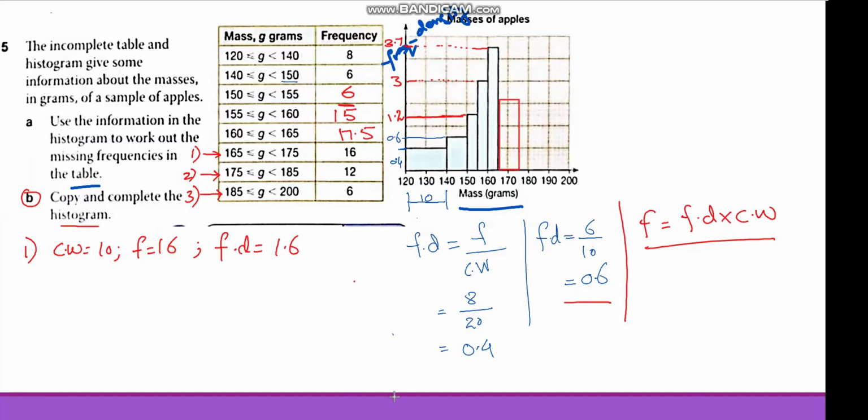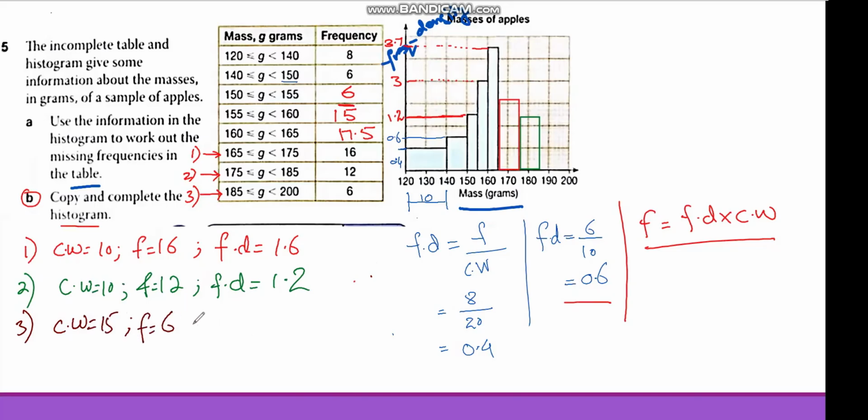Now let's make the bar of the next interval. In the second one, where the class width is again 10 and the frequency is 12, the frequency density will be 1.2. Let's make the bar for the next interval, and it will be just 1.2. Then in the last interval, where the class width is 15 and the frequency is 6, if we divide 6 by the class width 15, we get 0.4. It means the frequency density will be 0.4 in the last interval. So let's make a bar over here. That will be just about 0.4.